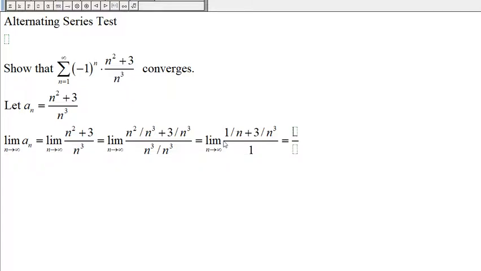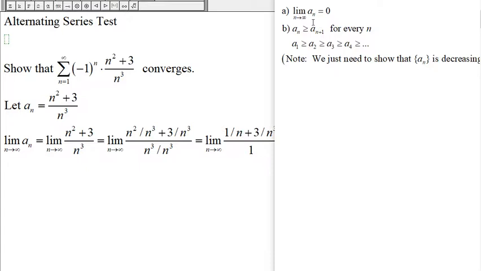As n approaches infinity, 1 over n will go to 0, and then 3 over n squared will also go to 0, so we get 0. And so we have shown that the limit of a sub n is equal to 0, and now we need to show that the sequence a sub n here is a decreasing sequence.